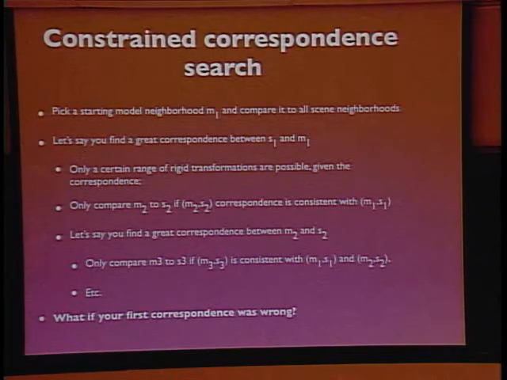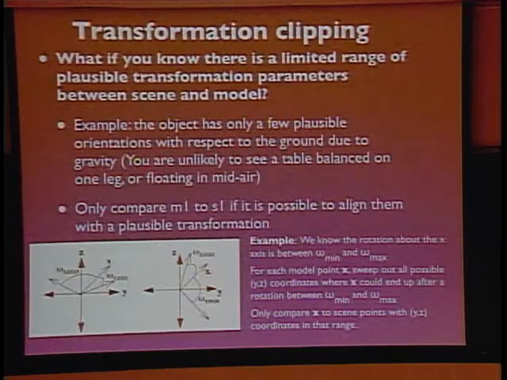So the problem, of course, is what if your first correspondence was wrong? Everything kind of falls apart after that, because then you can't really recover from that initial error. Everything that you do follows from that error. So that's the key issue with constrained correspondence search.